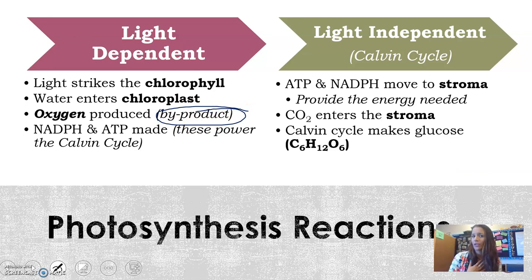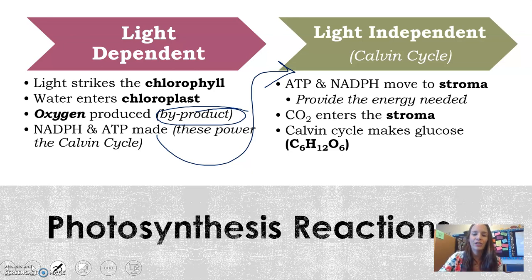We sometimes selfishly think that plants do photosynthesis to make oxygen for us. That is not the case. They do it to make glucose for themselves, but we benefit from their oxygen for sure. They also make NADPH and ATP, and these are both sources of energy to help power the Calvin cycle, or the light independent reaction. This ATP and NADPH move into the stroma, which if you remember is that space.